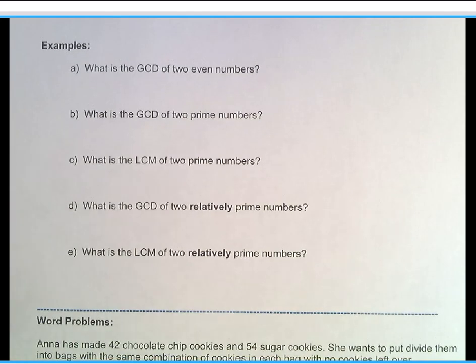Now what we're going to do is just look at some conceptual examples, some true-false type questions about GCD and LCM, just in general. So the first one: what is the GCD of two even numbers? The largest number that's common to both, that will divide into both. A lot of times people think it's 2.